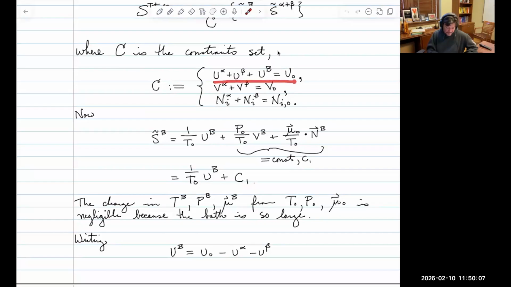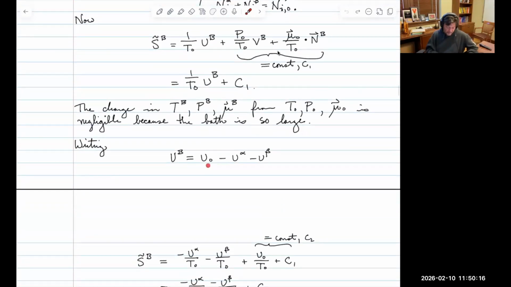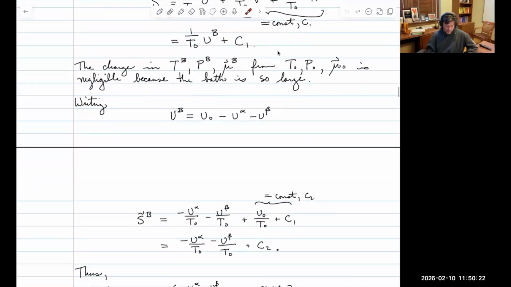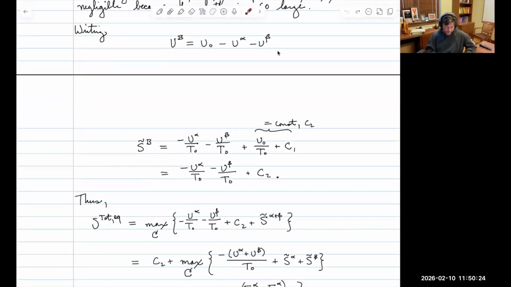So we can eliminate this variable by writing this using the constraint that we had above. We can solve this for UB by writing these two variables on the other side. So UB is equal to U naught minus U alpha minus U beta. So we can substitute that in there. So this gives us an expression that only involves information about the subsystems U alpha and U beta, right? I just replaced UB with that.